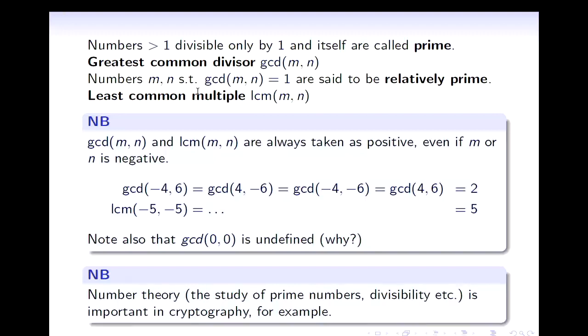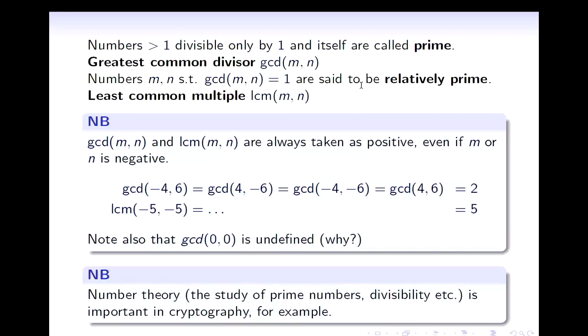Sometimes, of course, you can have numbers m and n so that the greatest common divisor of m and n is 1. This is certainly the case if m and n are prime numbers, but it might also be the case when m and n are not prime numbers, in which case these numbers m and n are called relatively prime. Does anyone have an example of non-prime numbers that are relatively prime?